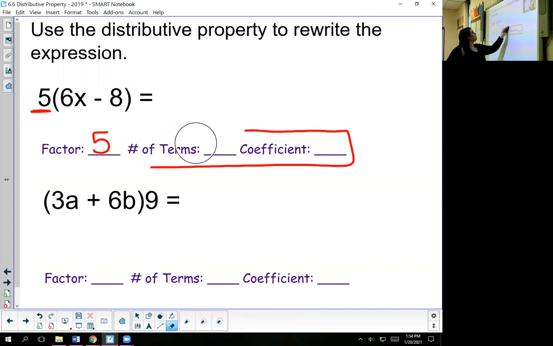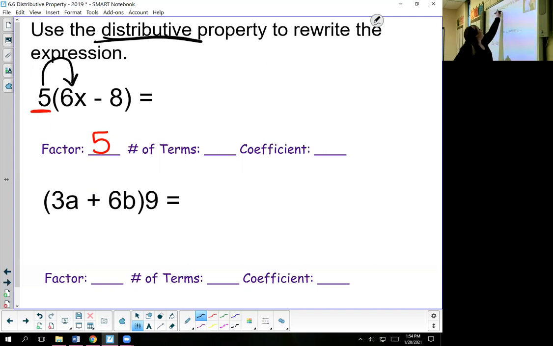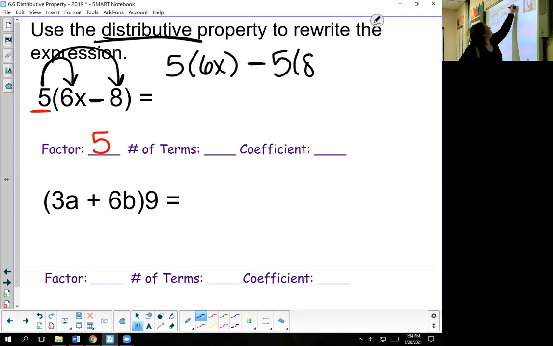Okay, so we're going to use the same method as yesterday. So I'm going to distribute, I'm going to give 5 to the 6x. So it looks weird, but this is true. 5 times 6x. It's subtraction, so subtract. Don't forget to give the 5 to the second term. So 5 times 8. If you notice, the only difference from yesterday to today is that now this is a number. Instead of being 1, it is now a different coefficient other than 1.